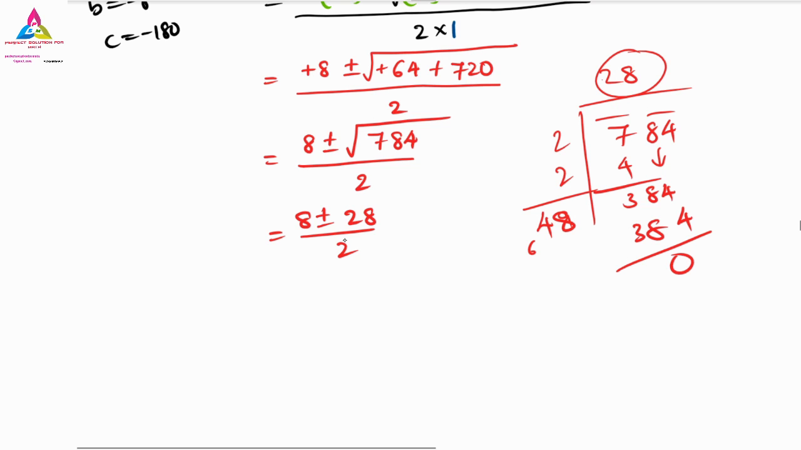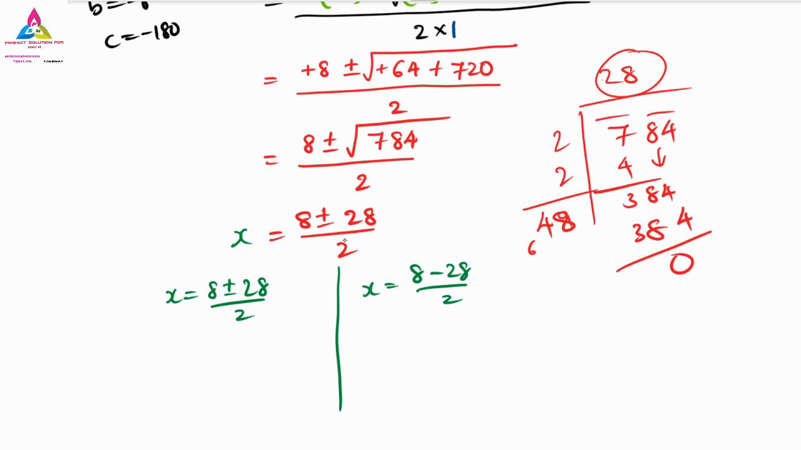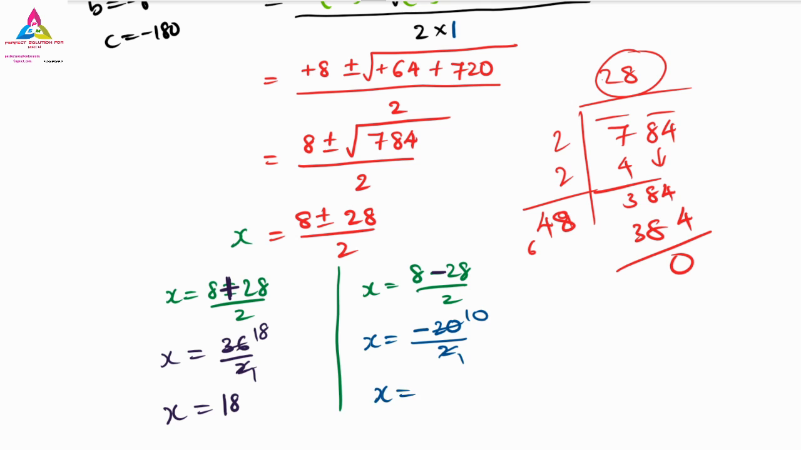Next, x is equal to, we have to separate now. x is equal to 8 plus or minus 28 divided by 2, or x is equal to 8 minus 28 divided by 2. Here it is plus, and here it is minus. 8 plus 28 is 36 divided by 2, and here it will become 18. So the x value will become 18, because 2 18s are 36. On the other side, x is equal to 8 minus 28, that is minus 20, divided by 2. 2 tens are 20. So the x value will become minus 10.